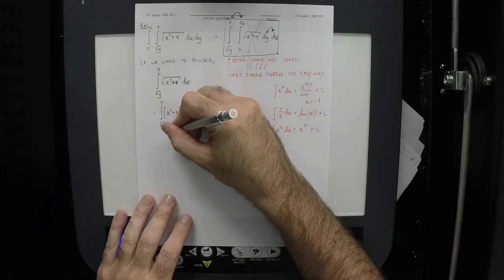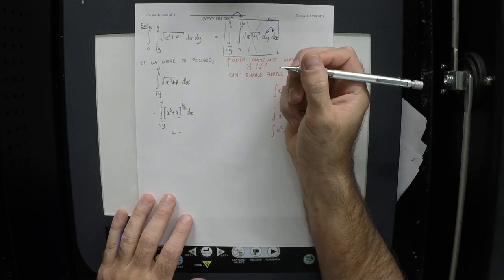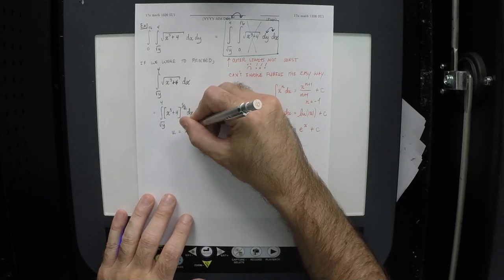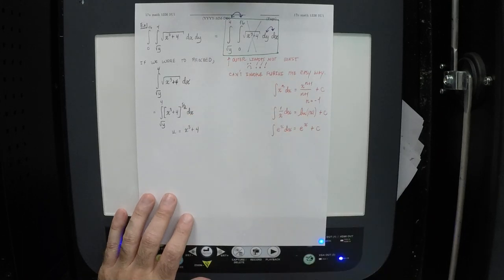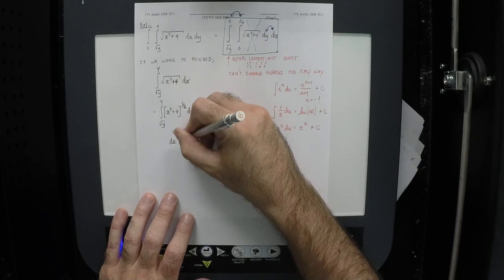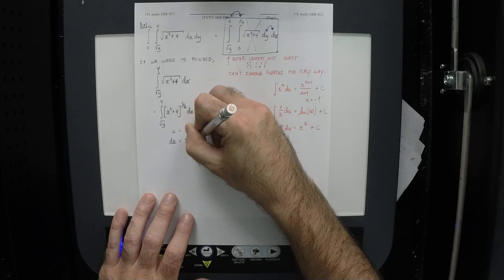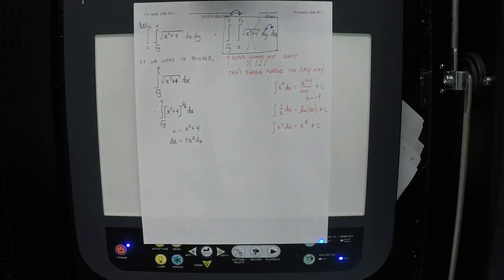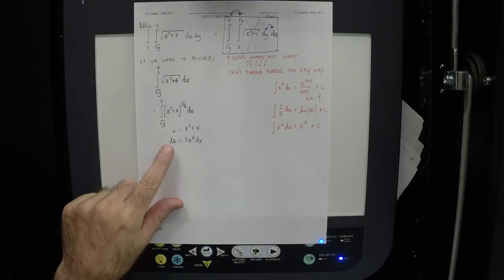Okay, what would you want to try? U is what? Okay. If anything would work, that would be the first thing to try. The thing that's in the radical. So then, if u is x cubed plus 4, then du should be 3x squared dx. So would someone please comment about this situation? So is this tenable? Can we make this work? Does this substitution work?